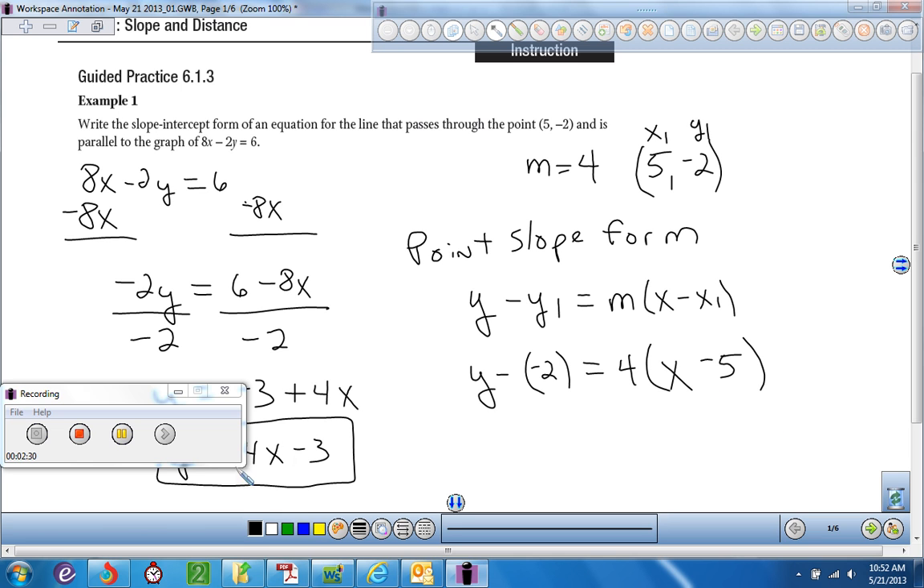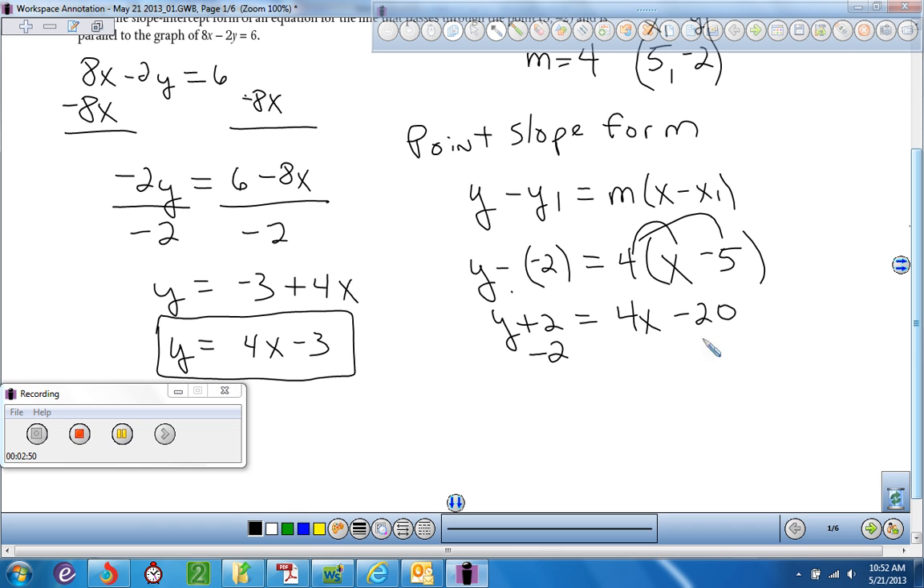Now we're going to go ahead and clean this up. What I mean by that is I've got double negatives here, and we're going to go ahead and make that plus 2 and distribute this 4 over here. Okay, so we have y plus 2 is equal to 4x minus 20. Now the next thing we'll do is just subtract the 2. So we get y is equal to 4x minus 22. So now we've come up with the equation of the line that goes through (5, -2) and has a slope of 4. Now these two lines are parallel.